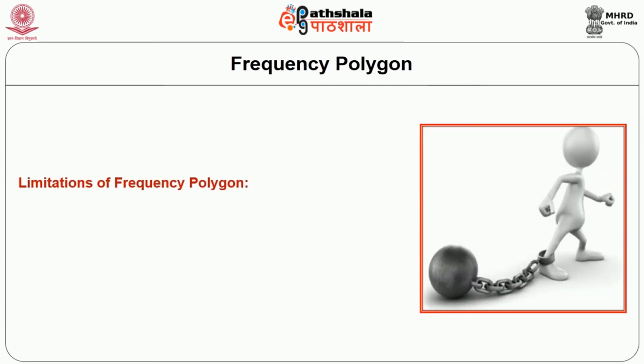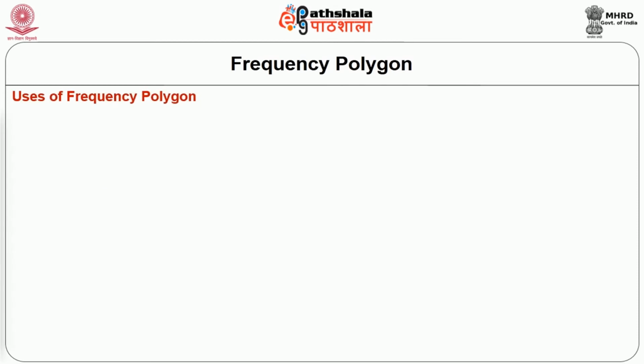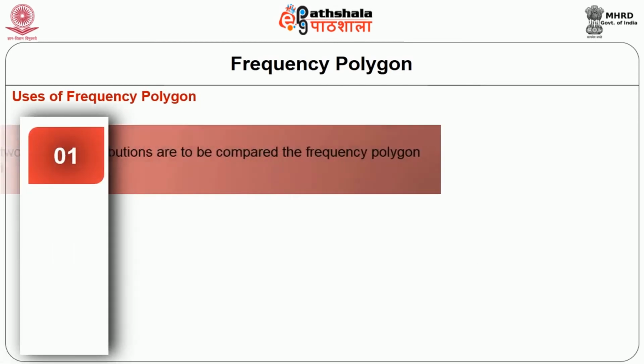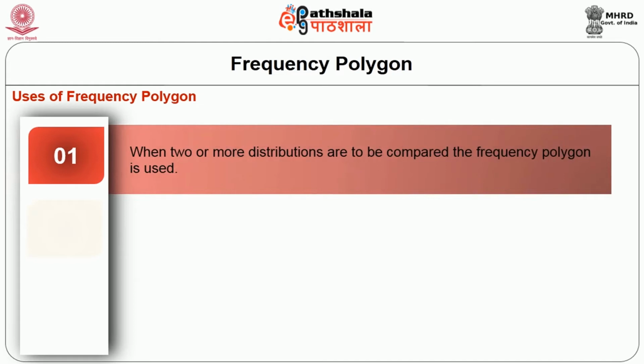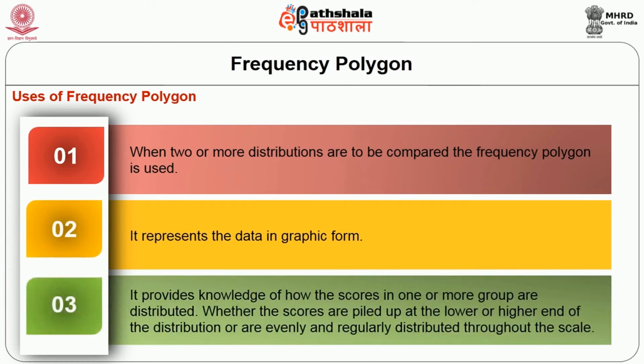Whereas the limitations are, it is less precise, and it is not accurate in terms of area and the frequency upon each interval. The uses of the frequency polygon are as follows. When two or more distributions are to be compared, the frequency polygon is used. It represents the data in graphical form. It provides knowledge of how the scores in one or more groups are distributed, whether the scores are piled up at the lower or higher end of the distribution or evenly and regularly distributed throughout the scale.